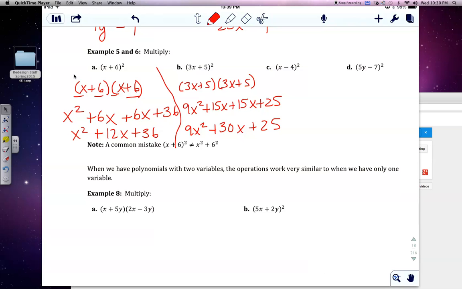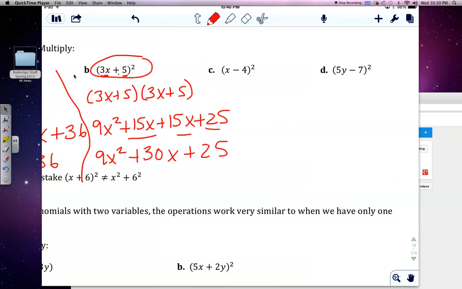Again, if you look at the beginning of the problem here, you could just say I have first times first, which is 9x squared. And then when I do outer times outer, I get 3x times 5, which is 15x. You notice how you double it because you get that again. And then last times last is 25. So again, I don't care if you do the shortcut or do the long way. That's fine with me either way.